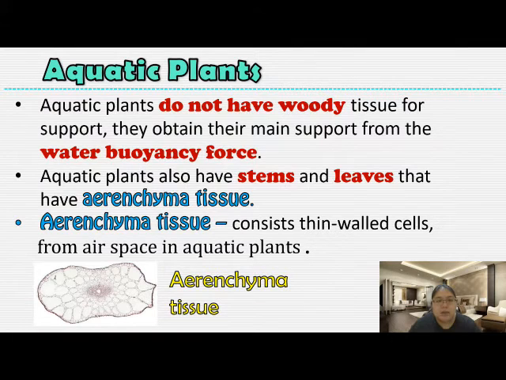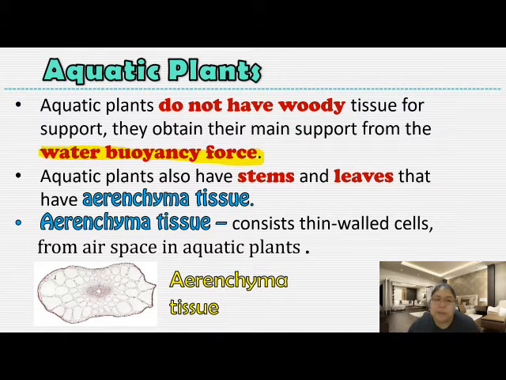Okay, the last one, let's see here. There are aquatic plants. Aquatic plants stay on the surface of the water. For example, aquatic plants do not have woody tissue. They don't have any wood in the tissue, but they can still be supported. Supported by what? They are supported by the water buoyancy force. That means the water gives a force to support the plant upwards.